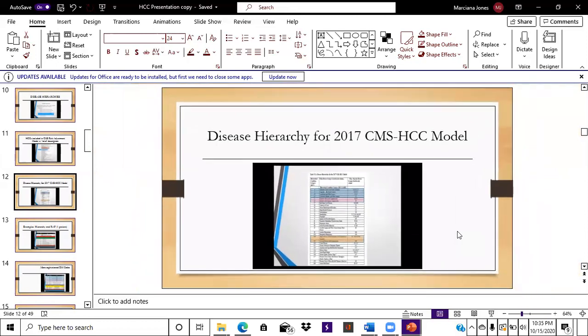Let me make it small again. So this shows what we just talked about. If you get a diagnosis in HCC 8 for metastatic cancer, no matter what other type of cancer you have, you're going to get a category 8. If you have lung or other severe cancer, it trumps the colorectal, bladder, or other cancers that are in HCC 11. It's the same thing with diabetes: acute trumps the chronic, and the chronic, of course, trumps 19, which is diabetes without complication.